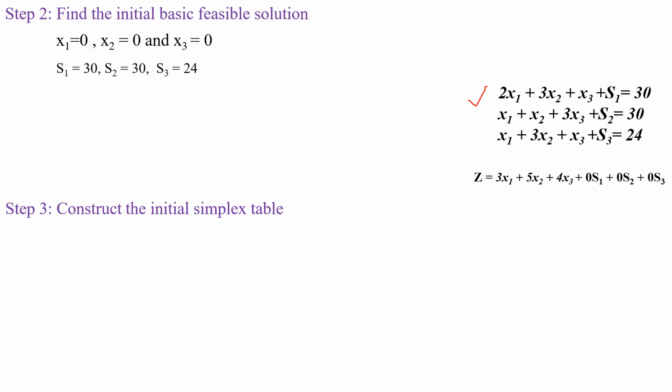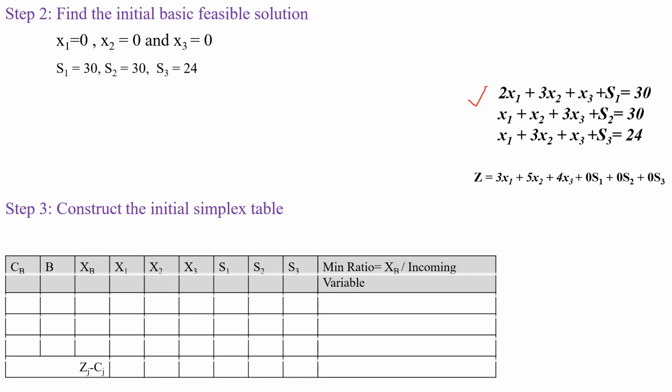Third step is to construct the initial simplex table. This is the initial simplex table and here B is the basic variable. Initially we consider the slack variables as the basic variables. So substitute s1, s2, s3 in the B column, because these are the basic variables.